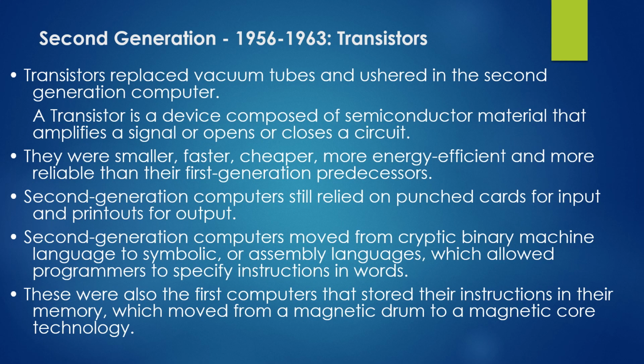Second generation computers still relied on punched cards for input and printouts for output. They moved from cryptic binary machine language to symbolic or assembly language, which allowed programmers to specify instructions in words. These were also the first computers that stored their instructions in memory, which moved from a magnetic drum to magnetic core technology.